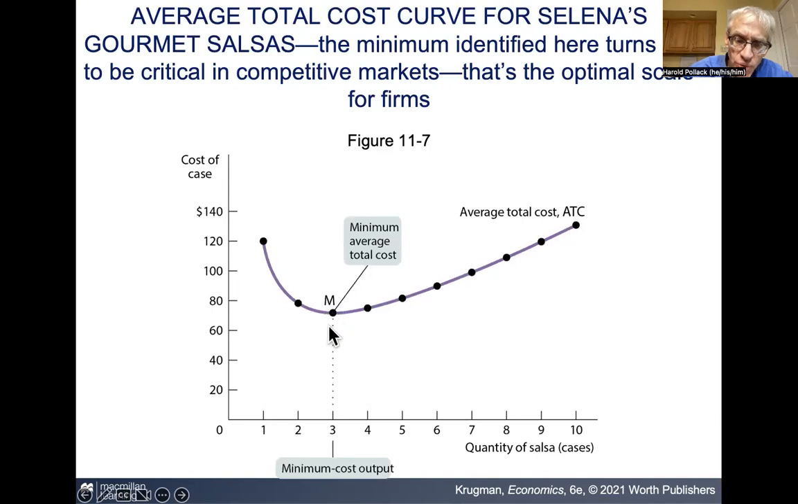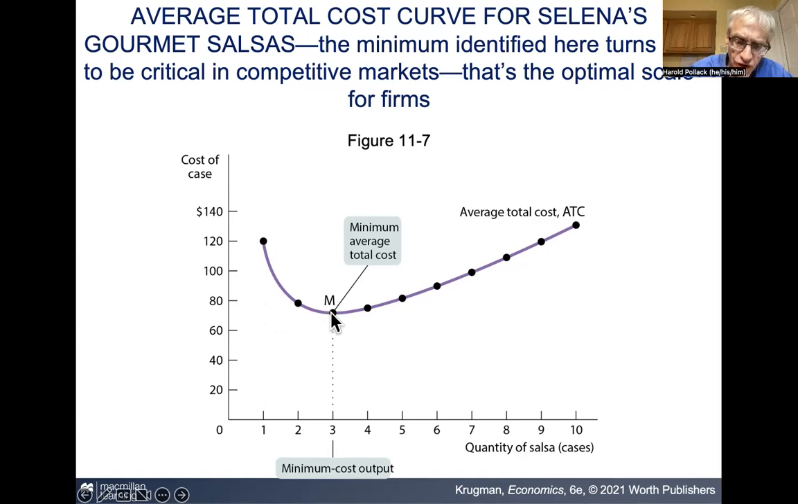Now this minimum point at 3 turns out to be really important in competitive markets, because if you have a super competitive market with lots and lots of price-taking firms, each one is going to be producing at that efficient point. That's the most efficient place that a firm can produce: minimum average total cost. So if we wanted to produce lots and lots of cases of salsa in the most efficient way in a competitive market, the equilibrium price is ultimately going to be whatever it is here. It's a little hard for me to see with my vision issues. It's a little bit less than 80.